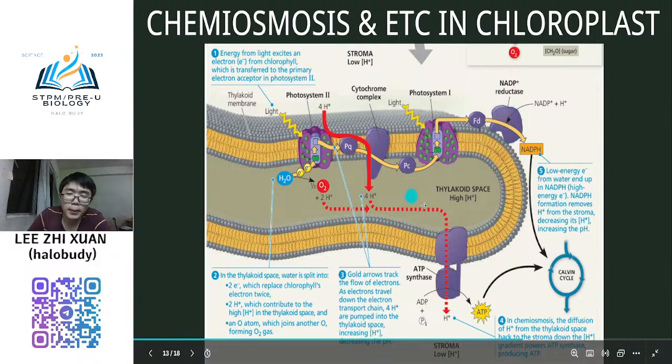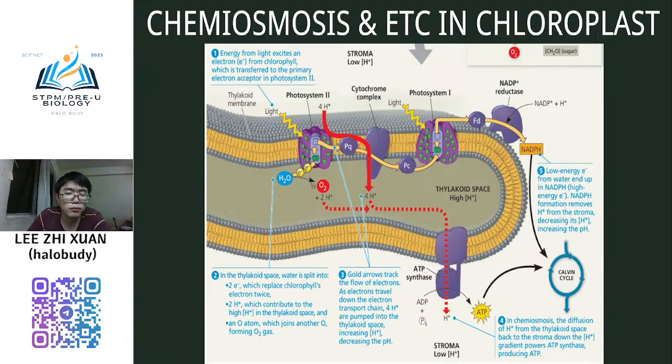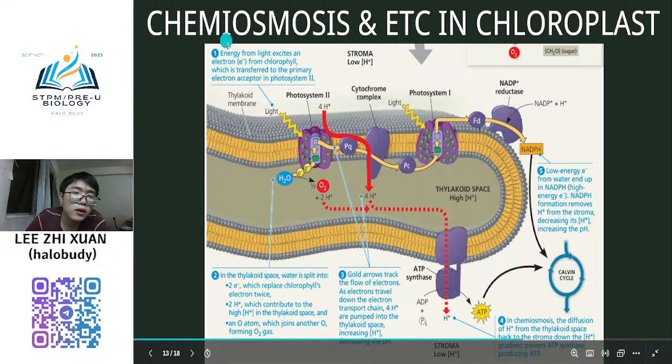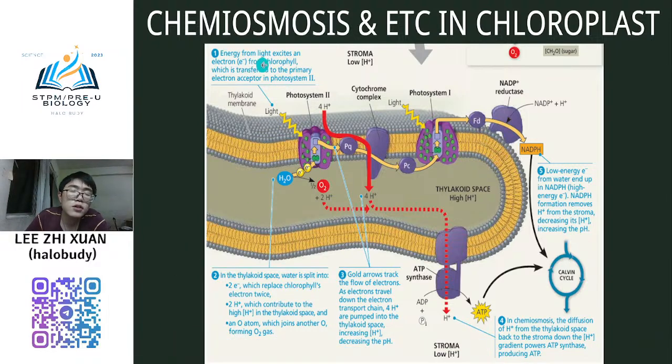So if you still do not understand what I say, please go back to the electron transport chain in chapter 5. You should know this. So normally, if you see here what I say, in the light reaction the energy and excited state of the chlorophyll is transferred to the primary electron acceptor.